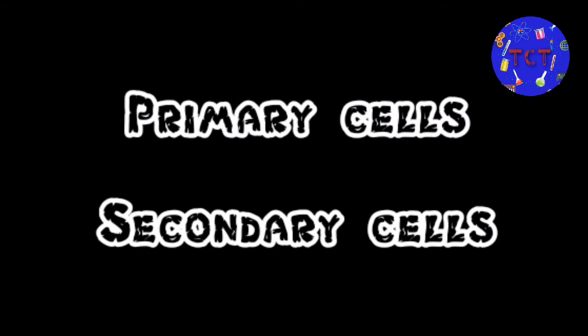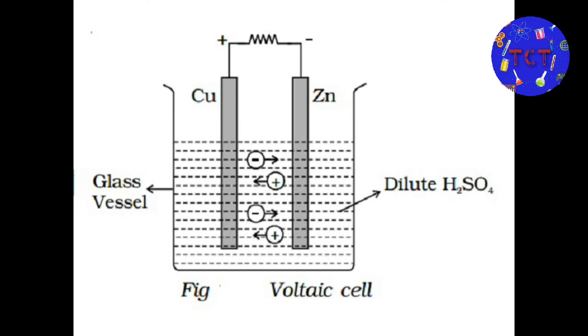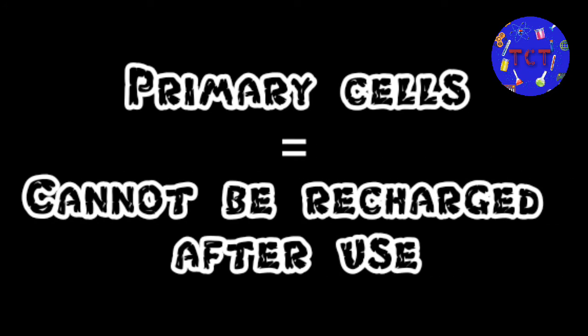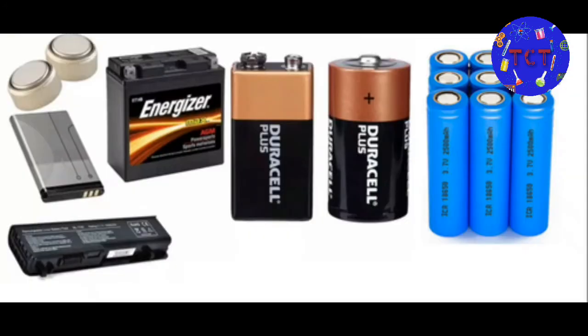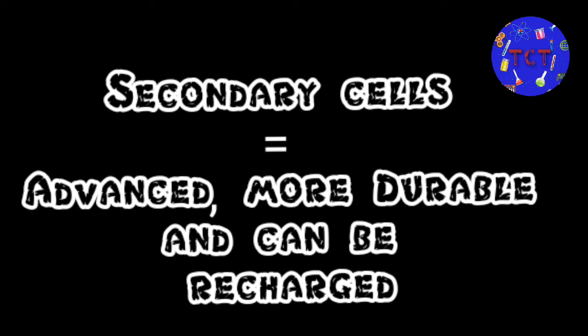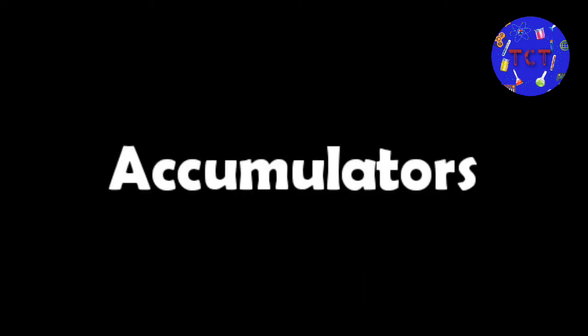Generally, electric cells are divided into two categories. The first is primary cells. These cells are the basic cells that cannot be recharged after use, and the second are secondary cells. These are the more advanced cells which last longer and can be recharged after use. They are also known as accumulators.